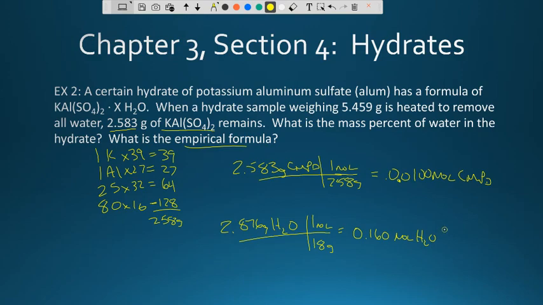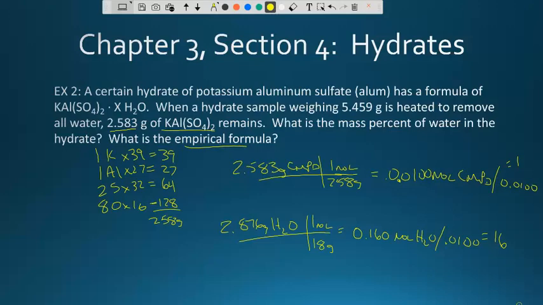Okay, smallest number of moles is going to be here, so 0.0100 divided by 0.100, and I end up with a ratio of one of the compound for every 16 waters.